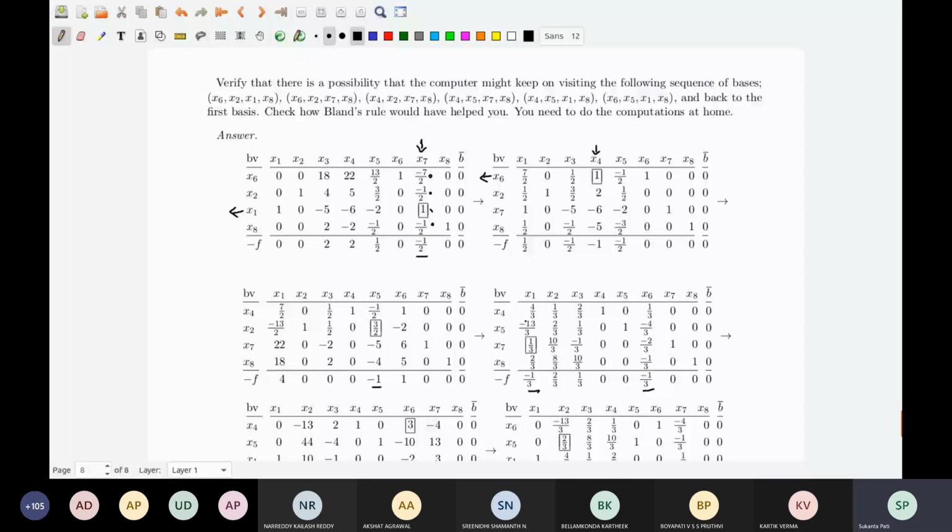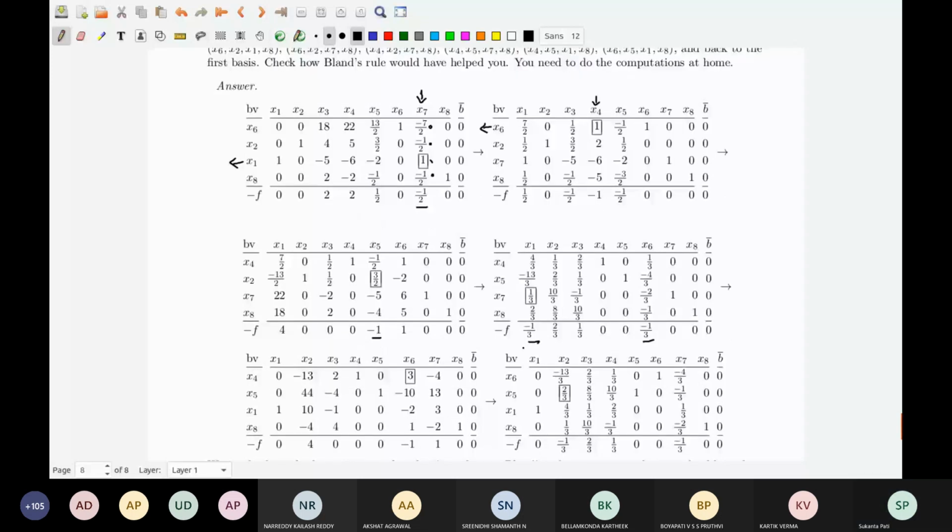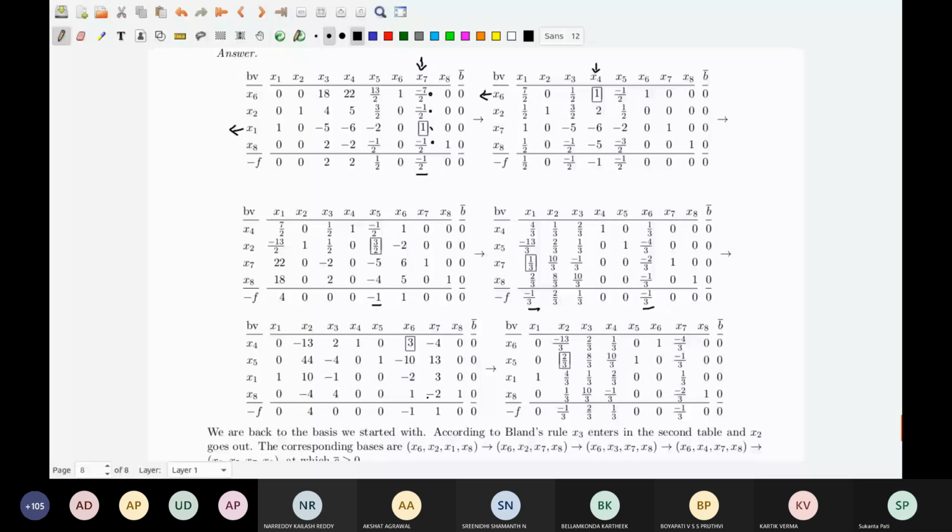So the next table has x4, x5, and in place of x7, I have x1 and x8. Here I have only one negative entry, and it has two positive entries, x4 and x8, but I selected x4. x6 comes in, x4 goes out. So I have x6, x5, x1, and x8 in the last table. There I have selected x2 to come in and x5 to go out. That means the next basis will be x6, x2, x1, x8, which is the starting basis.